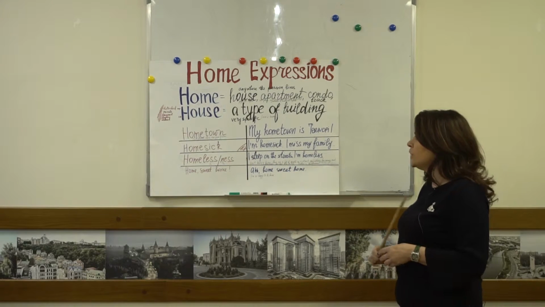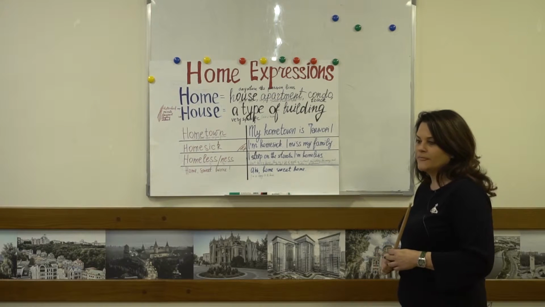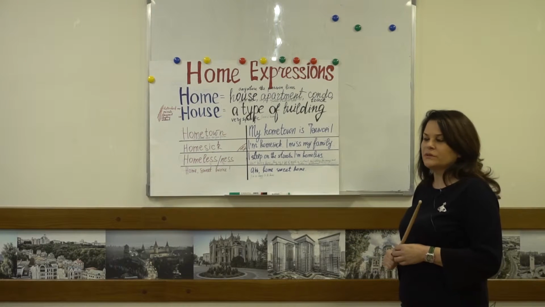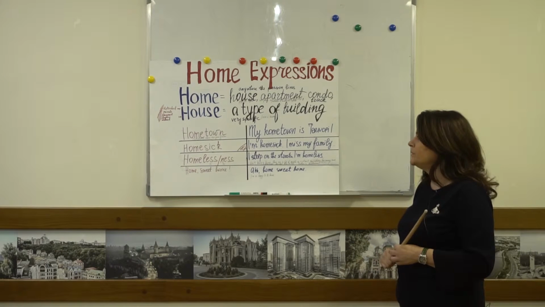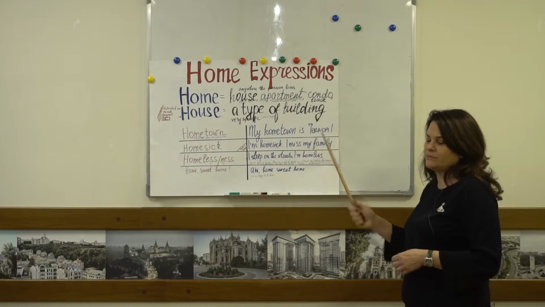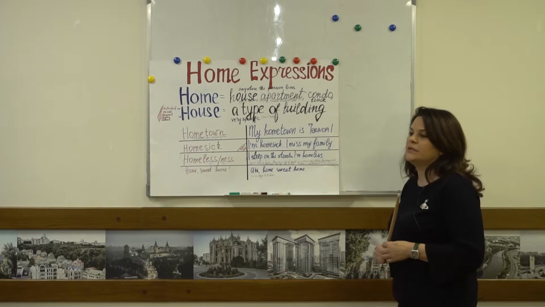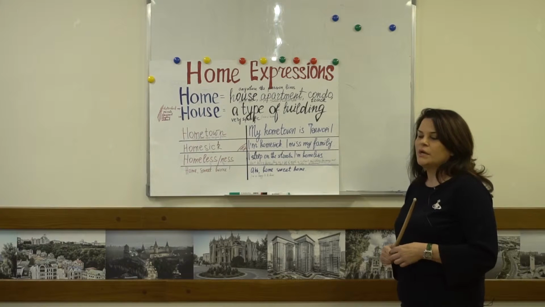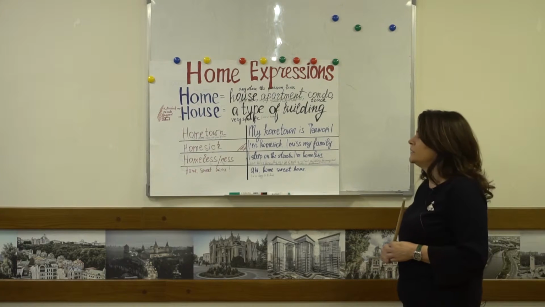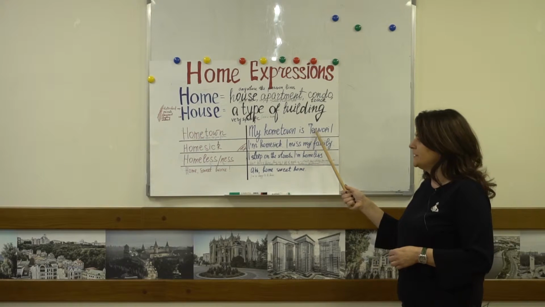What is hometown? Hometown is the place where I am from. When I was born in Ternopil, when I live in Ternopil, I can say my hometown is Ternopil. When you are from Kiev, when you were born in Kiev, when you spent your childhood in Kiev, you can say my hometown is Kiev.